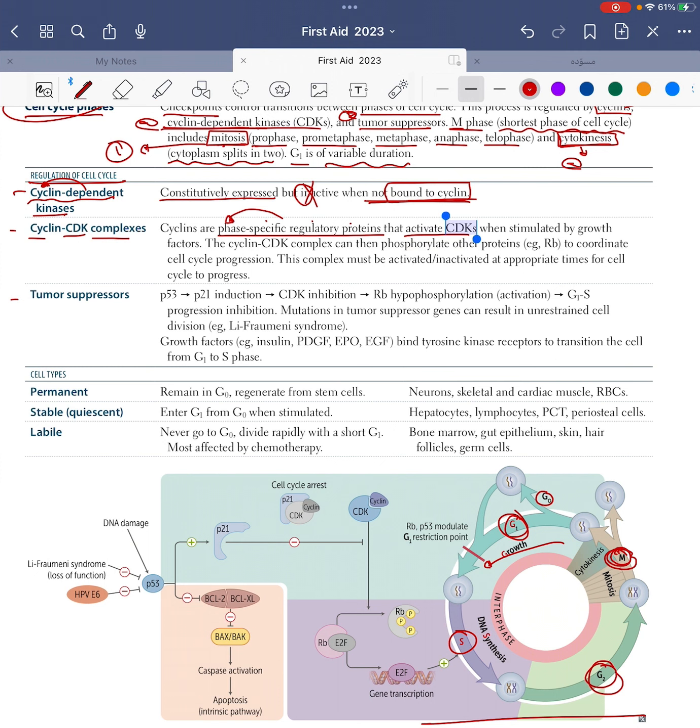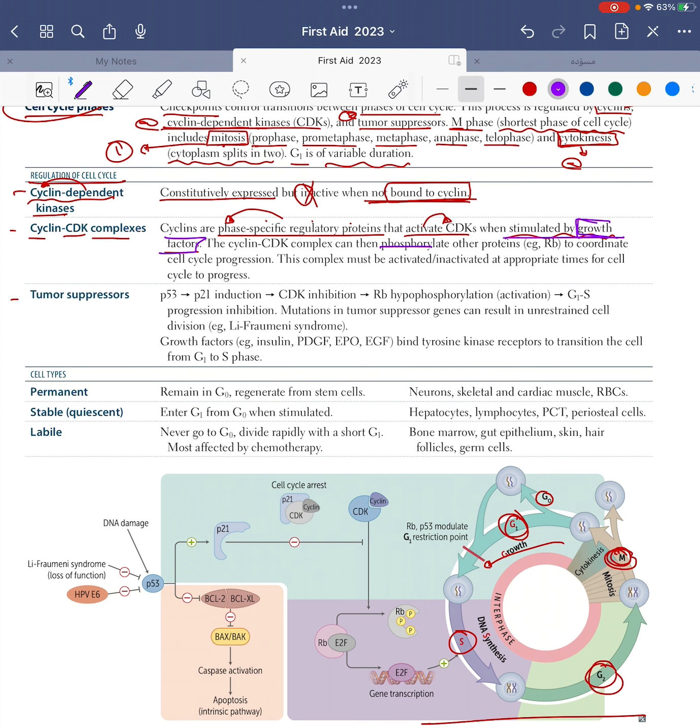When stimulated, they do activate the cyclin-dependent kinases when stimulated by growth factors. So that activation process happens only if they were stimulated by the growth factor. They don't do it on their own, just like this. They need the growth factor in order to be able to activate the cyclin-dependent kinases. Okay, so the cyclin-dependent complex can then phosphorylate other proteins.